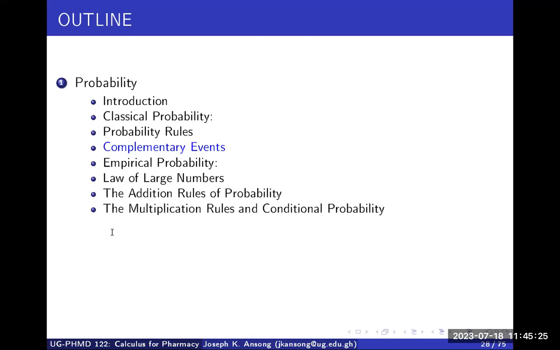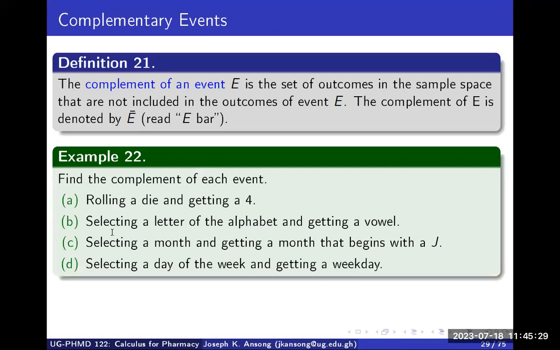Let's look at complementary events. The complement of an event is the set of outcomes in the sample space that are not included in the outcomes of the event itself. Oftentimes, you write a complement by taking the event and putting a bar on it. So E bar here would be the complement of the event E. If you like, it's the opposite of the event. So what is the complement of rolling a die and getting a 4? Well, the complement will be getting any number on the die apart from the 4. In other words, the complementary event will be getting the 1, the 2, the 3, 5, and 6.